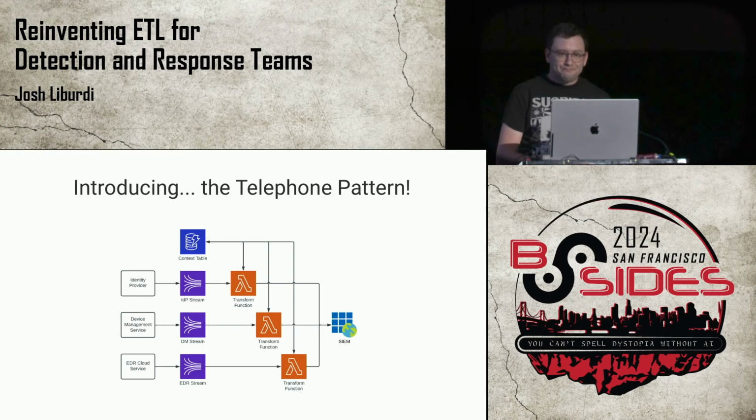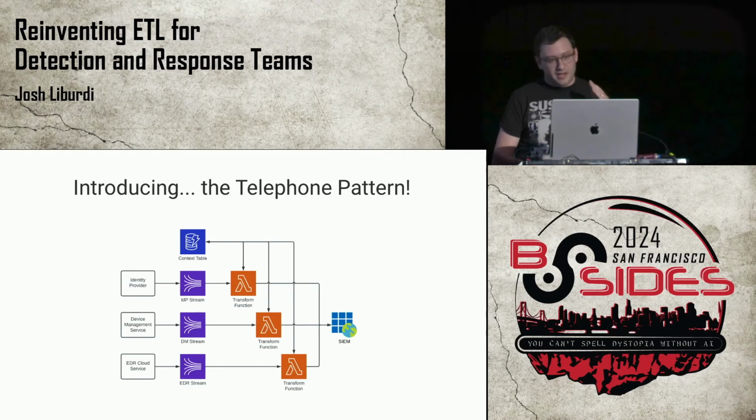Got another one for you. The second one's called the telephone pattern. Telephone, like the children's game. So the way telephone works is, think about the data in your organization. All of your data sources and data sets have a little bit of knowledge about what is happening in your business. So the way telephone works is we take multiple data streams and we share that information in real time to contextualize the events.